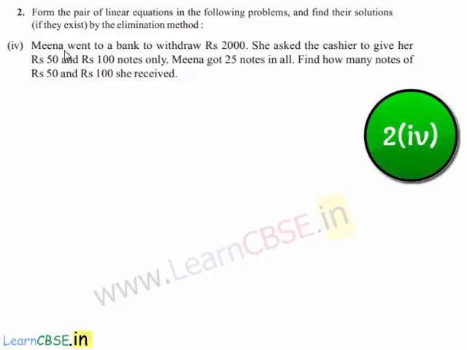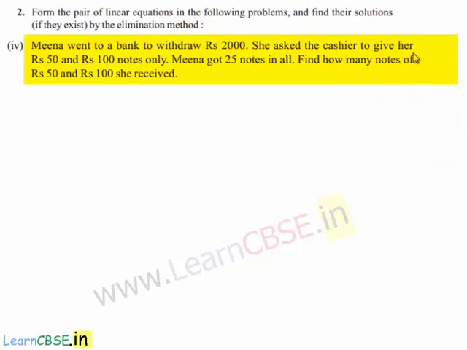Coming to the fourth bit, Meena went to a bank to withdraw 2000 rupees. She asked the cashier to give her 50 rupees and 100 rupees notes only. Meena got 25 notes in all. Find how many notes of 50 rupees and 100 rupees she received. So let us see the solution.